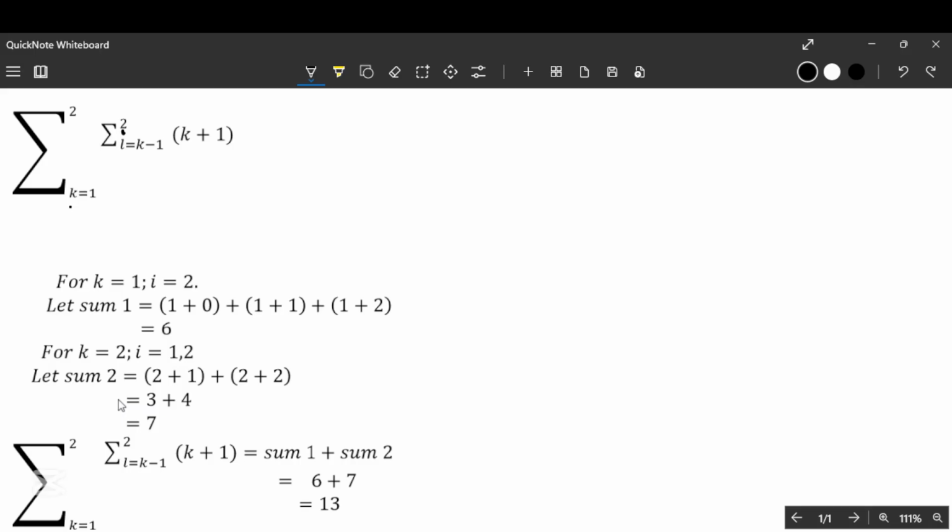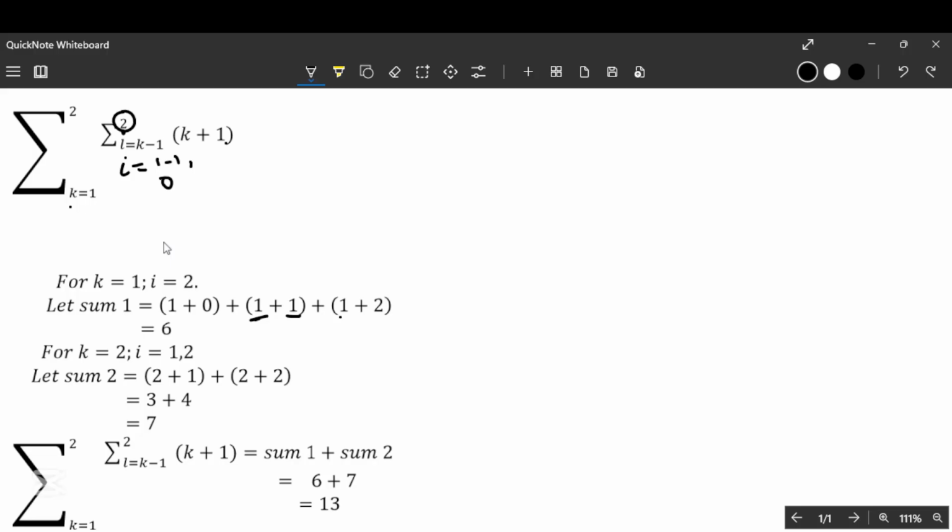So for k equals 1, i will range from 1 minus 1, which is equal to what? 0. So we are going to have our first part to be 0 plus 1, followed by 1 plus 1 and then 1 plus 2, because our i ends at 2. Great. So when k equals 1, i will range from 0 to 2. And that is what we have here.